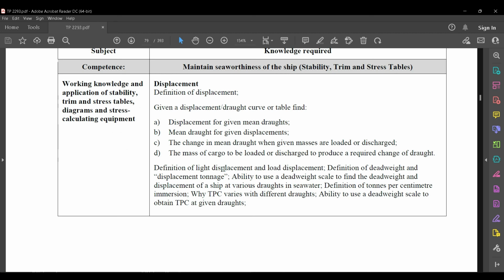So recapping what we've covered today, we've talked about the light displacement, load displacement, definition of deadweight and displacement tonnage. We've used our deadweight scale to find the deadweight and displacement at various drafts. We talked about the theory behind tons per centimeter immersion, as well as why it varies with draft. What we're going to talk about in our next video, if you come back for that one, is how to actually work with the TPCs to find out various information about changes in draft as we load or discharge vessels.